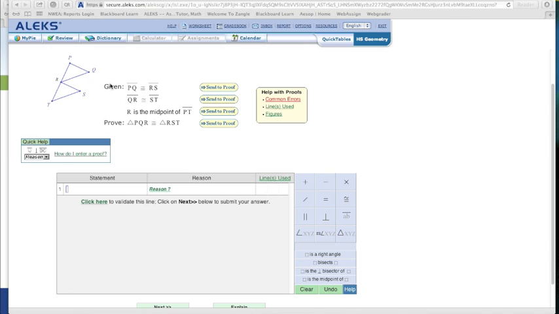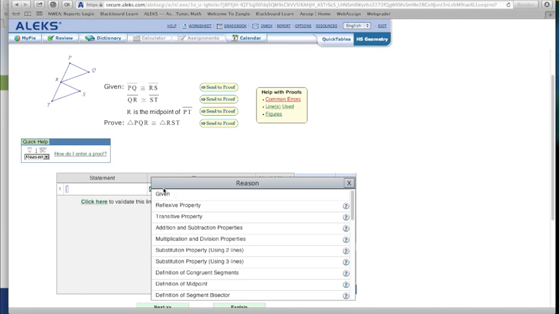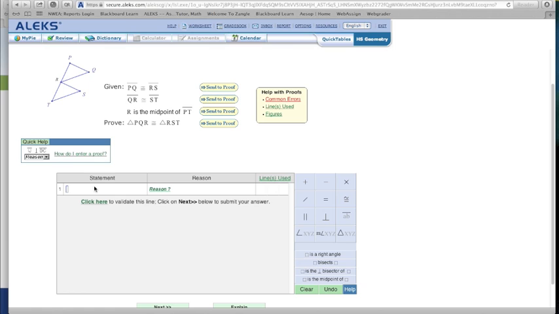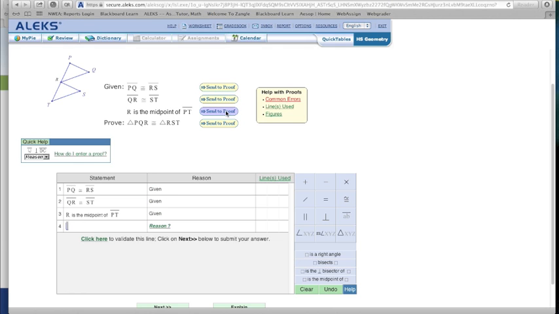So it's always a good idea when we're looking at this given information to pick up on keywords, because these keywords help us pick out the reasons when we start writing our steps in the proof. So the first step in any proof is to state the given information. So I'm going to go ahead and insert the given information into the proof. And then I'm going to go ahead and deal with the whole concept of a midpoint.